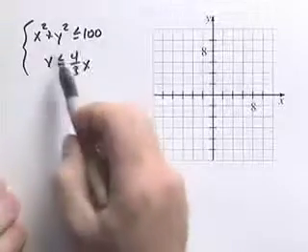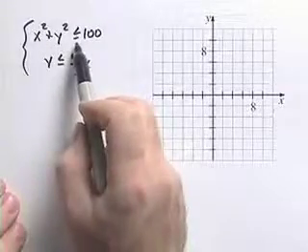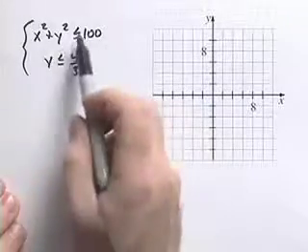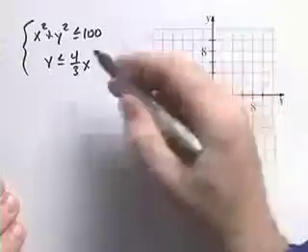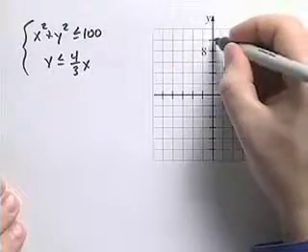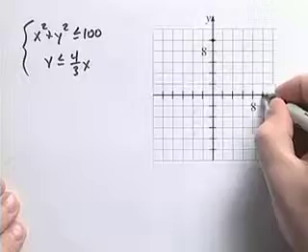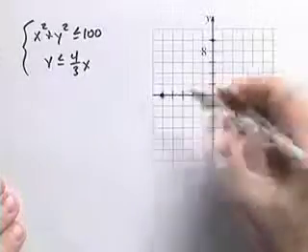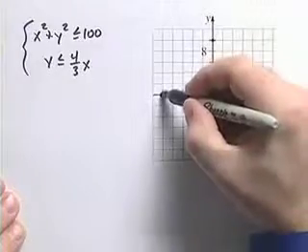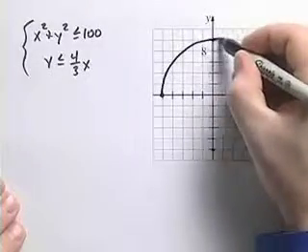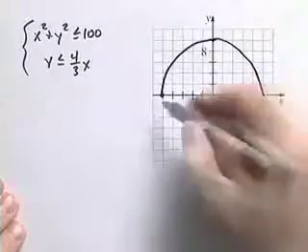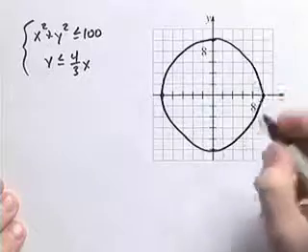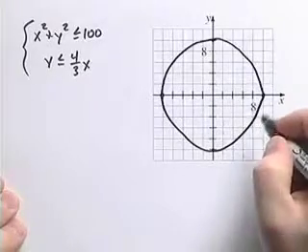So here we've rewritten our inequalities. We want x squared plus y squared to be less than or equal to 100, and y to be less than or equal to 4/3 x. Where we said the first one would give us a circle if we look at the equality, a circle of radius 10. So we'll go ahead and sketch the graph of that circle. And that would be the graph of x squared plus y squared equals 100.